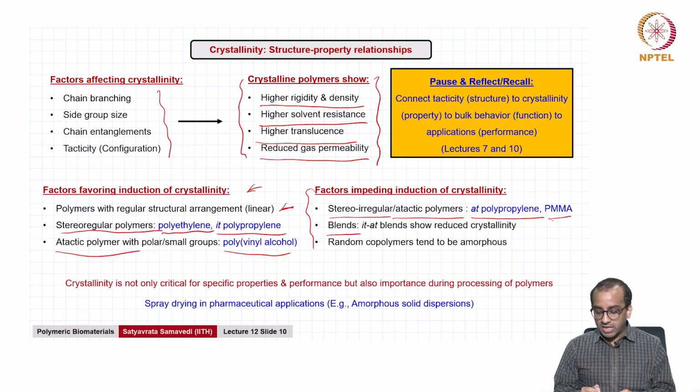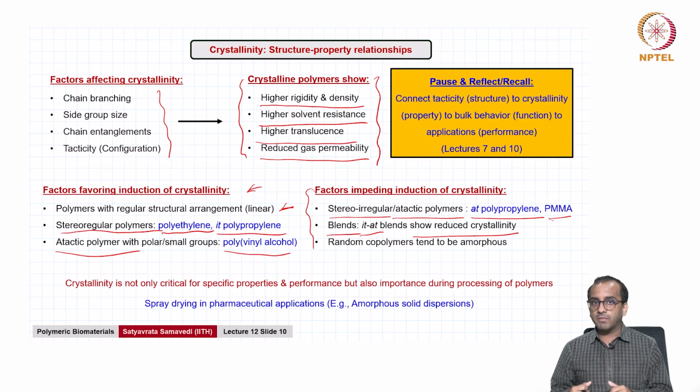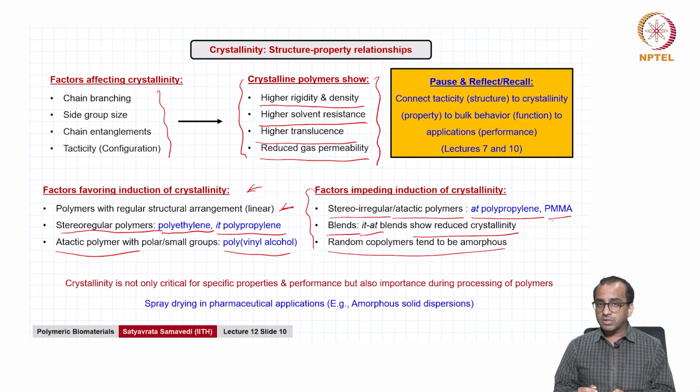You can also have blends, where blends of isotactic and atactic polymers of the same chemical structure will show reduced crystallinity, and that should also be obvious to you, that the atactic chains will prevent here and there the isotactic chains from coming together, and it depends on the ratio of atactic to isotactic chains. And random copolymers also tend to be amorphous.